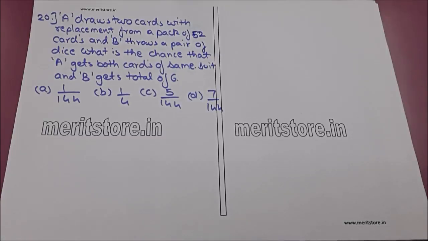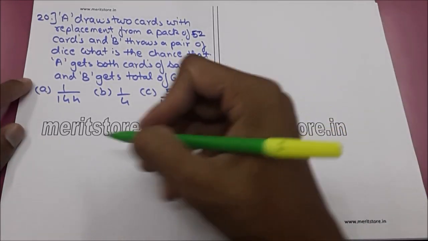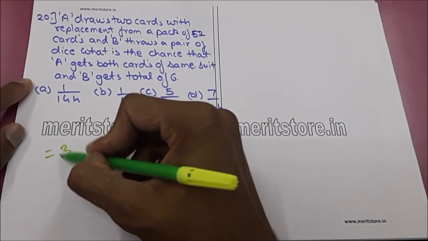Question 20. A draws 2 cards with replacement from a pack of 52 cards and B throws a pair of dice. What is the chance that A gets both cards of the same suit and B gets a total of 6? We have 4 options: A 1 by 144, B 1 by 4, C 5 by 144 and D 7 by 144.